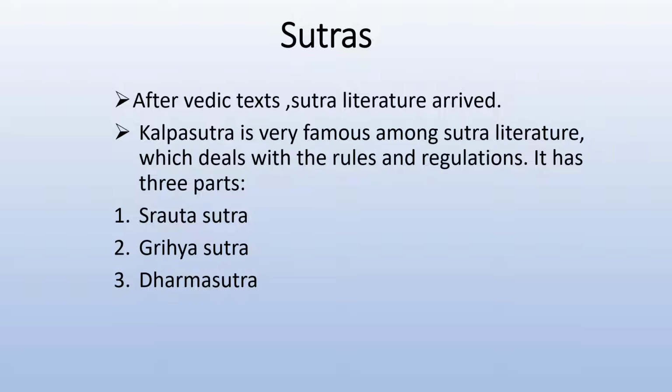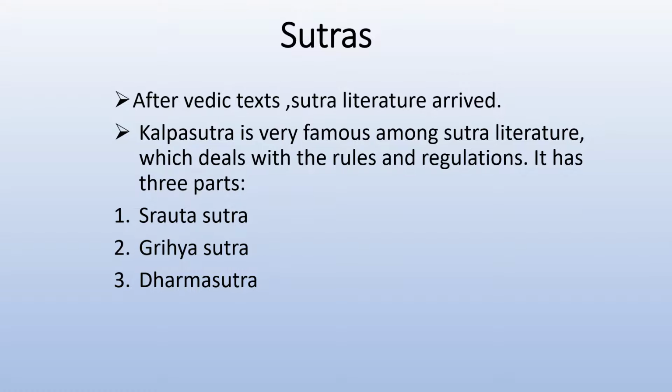After Vedic text, Sutra literature arrived. These sutras give us information about Vedic society. Kalpa Sutra is very famous among Sutra literature, which deals with rules and regulations. It has three parts, that is, Shrauta Sutra, Grihya Sutra, and Dharma Sutra.